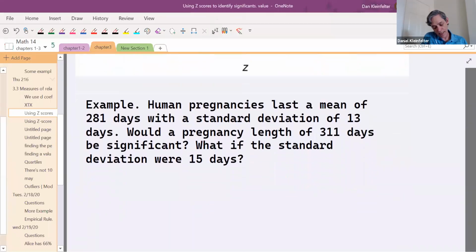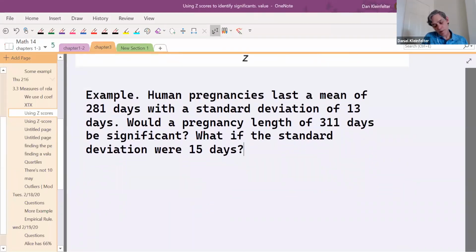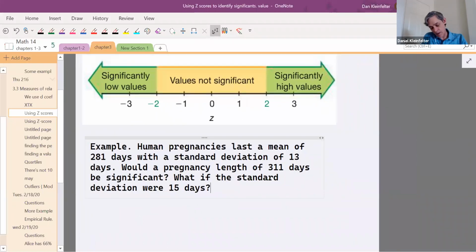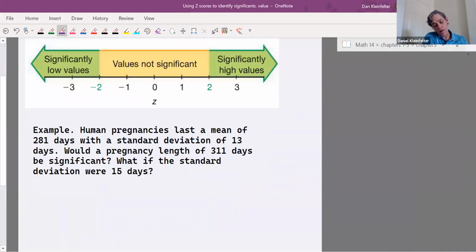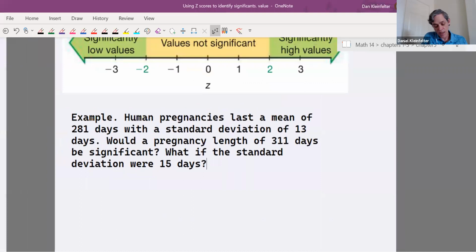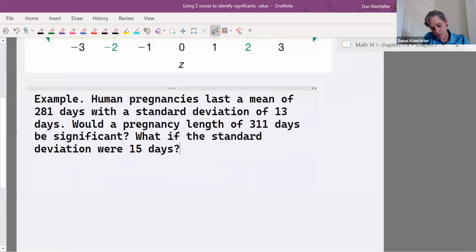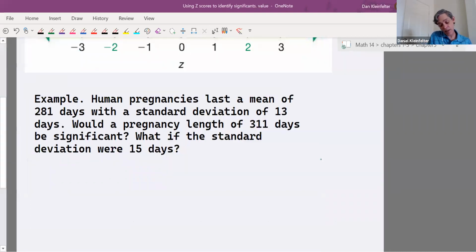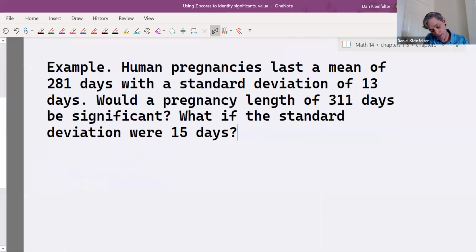Okay, as an example, suppose that human pregnancies last a mean of 281 days with a standard deviation of 13 days. Would a pregnancy length of 311 days be significant? And then what if the standard deviation were 15 days? So we're going to calculate this both ways. First of all, with a standard deviation of 13 days.